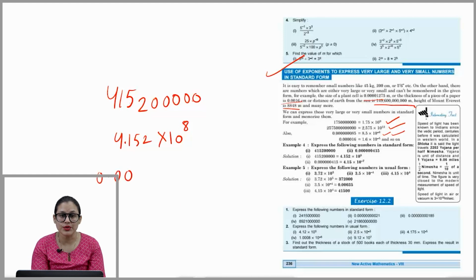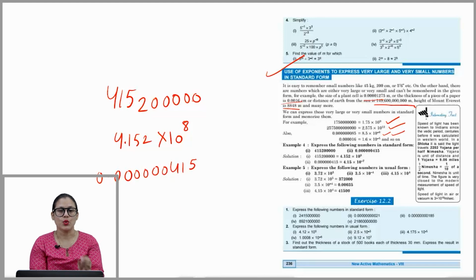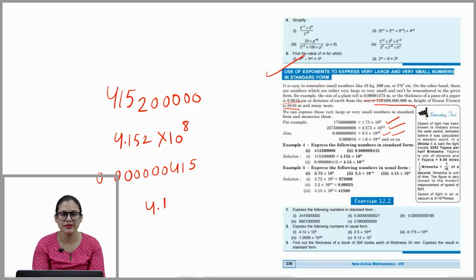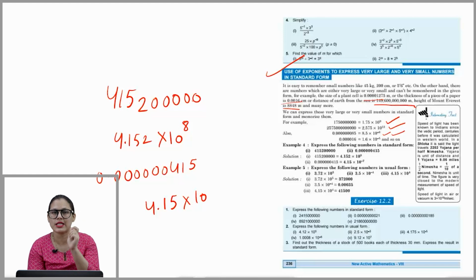Okay, and next is 0.00. How many zeros are there? 1, 2, 3, 4, 5, 6, and then 4, 1, 5. Okay, so where will we put decimal? After 4. So 4.15 into 10 raised to the power. Now see, we are going towards right side, so we will put a negative sign with the exponents. Okay, 1, 2, 3, 4, 5, 6, 7. So 10 raised to the power minus 7.